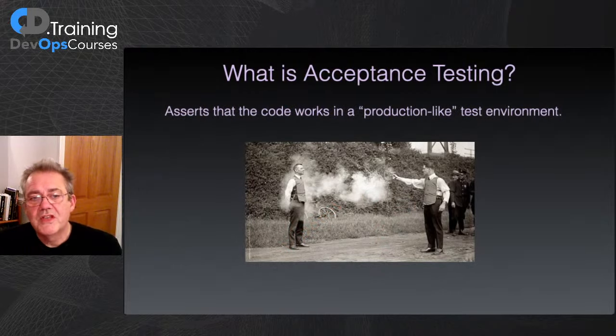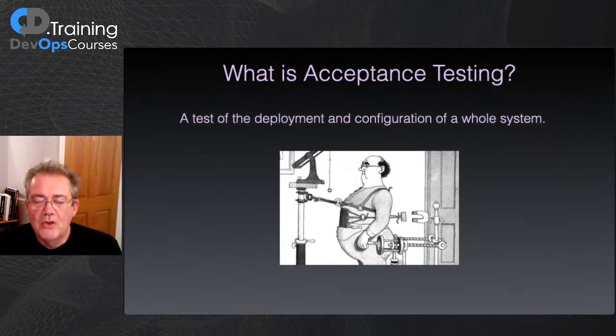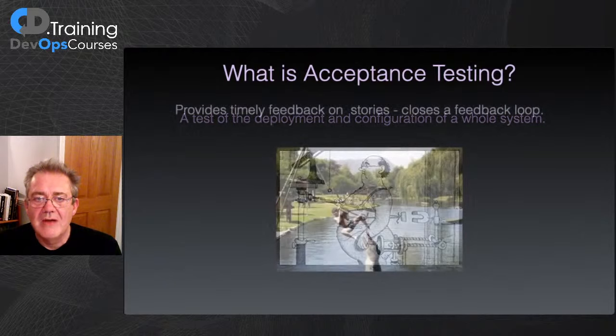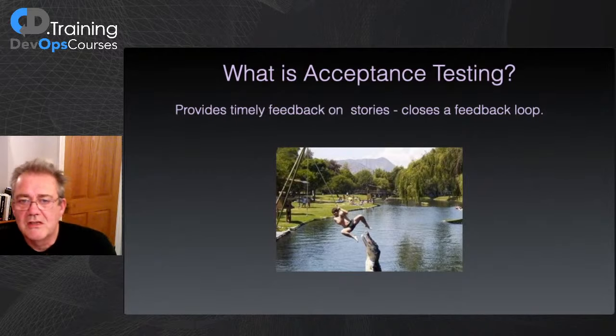We want to also assert that the code works in a production-like test environment. We want to evaluate its configuration, the deployment of the system, to test that those things are correct too at the point at which we go into production. And we want to get feedback on all of these ideas quickly and efficiently. We want to find out just in time that this is broken rather than just too late, like this chap.